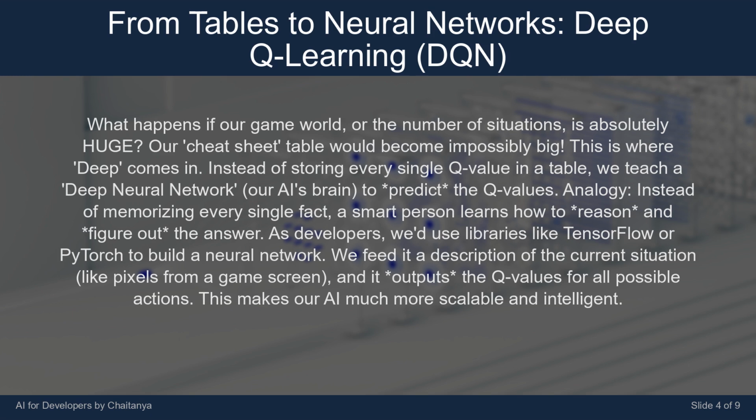As developers, we'd use libraries like TensorFlow or PyTorch to build a neural network. We feed it a description of the current situation, like pixels from a game screen, and it outputs the Q values for all possible actions. This makes our AI much more scalable and intelligent.